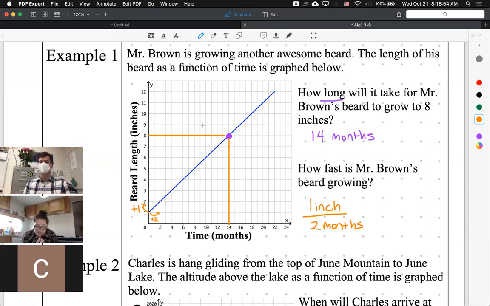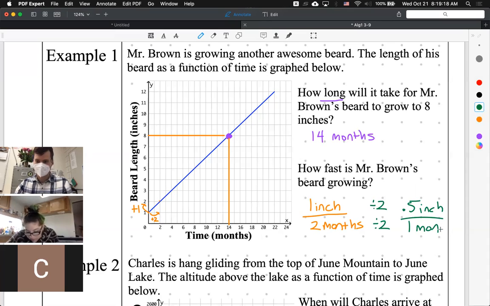If you needed to convert this to just something with 1 month, how would you do it though? There are problems that do ask that, like how fast does he grow per 1 month? What would you have to do to adjust this slope? Yeah, Zeke. Divide each one by 2. Yeah, so I could divide both of these by 2 if I wanted to, and that would be 0.5 inches per 1 month. But either of these answers are fine. You can do the yellow or the green.